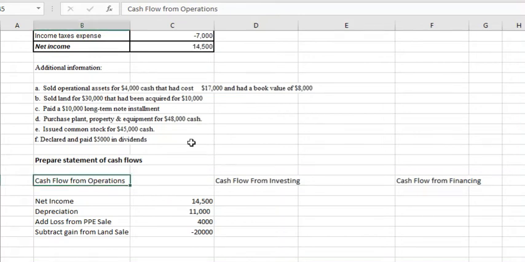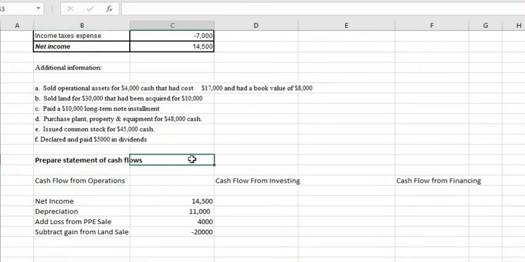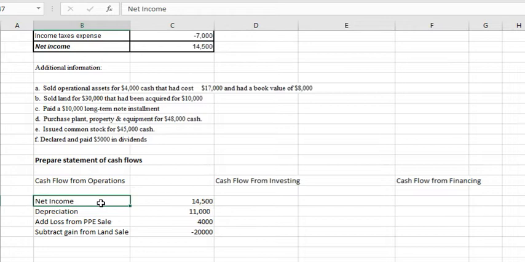Hi everyone, in the previous video we started looking at cash flow from operations and we are going to continue our analysis. As always, we started with net income, added depreciation, added the loss back from PP&E sale because that's going to show up under cash flow from investing, and we subtracted any gain from a land sale. That's also going to show under investing. Now it's time for us to look at the current assets and current liabilities.